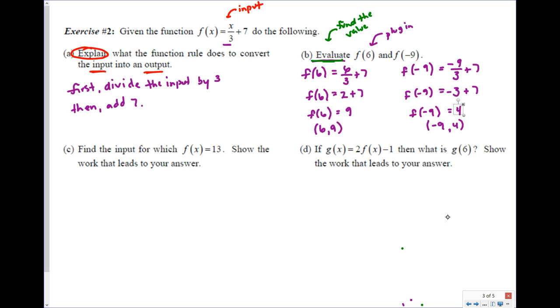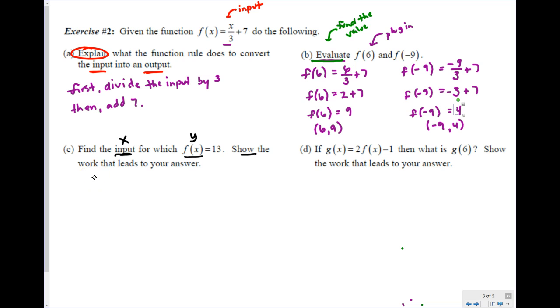Letter C, find the input. So we're trying to find x, for which f of x equals 13. So this is kind of a confusing question. You have to really care what your input and output is. The f of x here is the same thing as saying y. So I want to find x if I know that f of x equals 13. Show the work that leads to your answer.